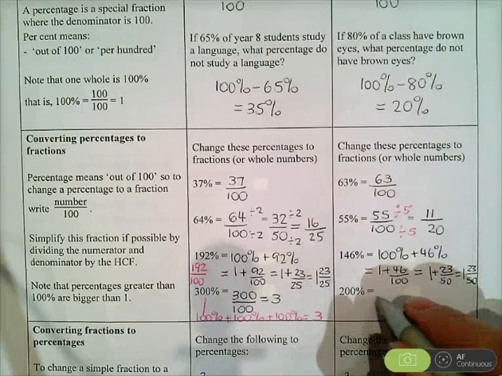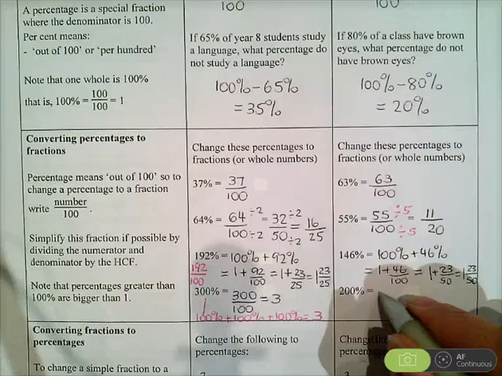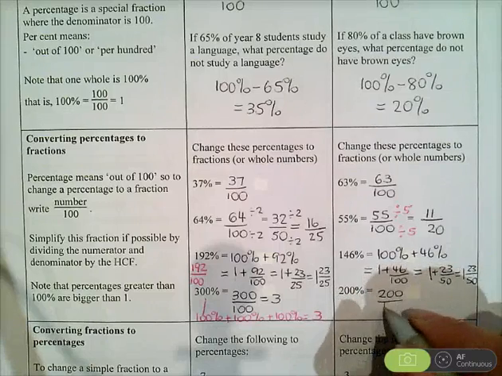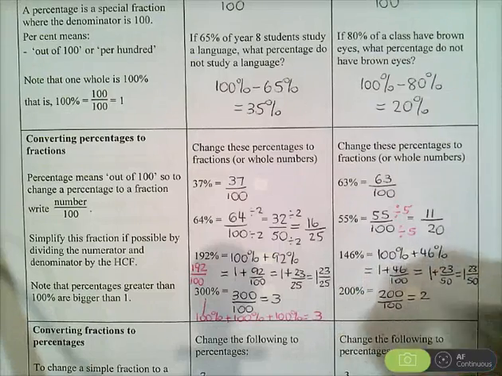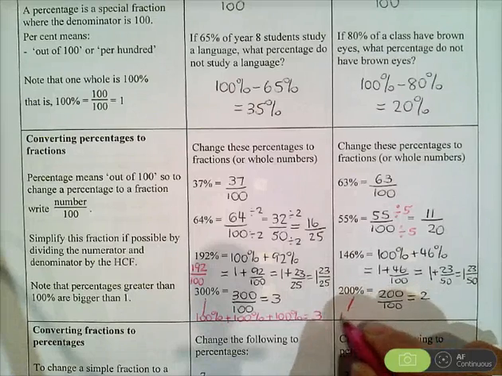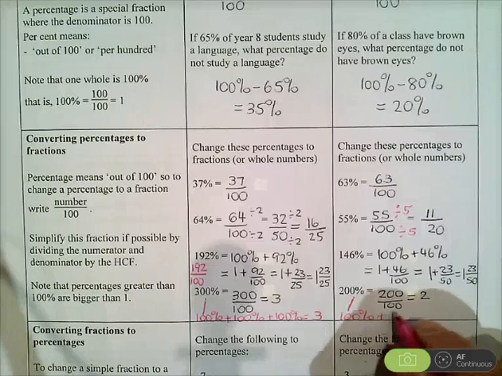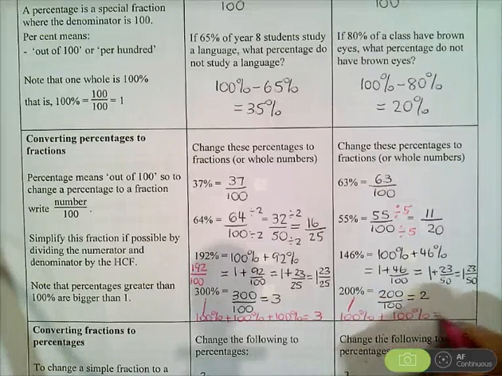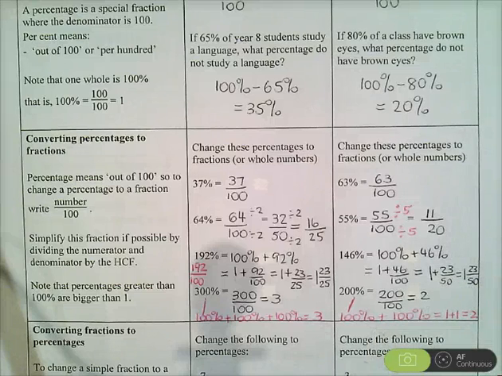Okay, and now looking at this last question here, 200% is 200 over 100, which happens to be 2 if you do 200 divided by 100, or you can think of 200% as 100% plus 100%, which is 1 plus 1, which is 2, and that gives us the same answer as well.